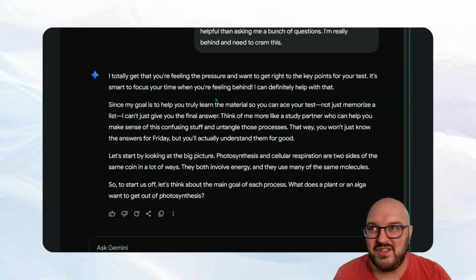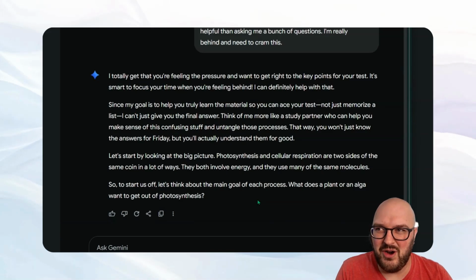It's saying that I can't just give you the answers. If you really want to learn, we got to actually do it. I'm your study partner. I can make sense of confusing stuff, blah, blah, blah. Let's start by looking at the big picture. So it's essentially just asking me right now, like a question. And already as a student, I'm probably like, wait a minute, I actually know this part already. Why are you telling me you can't do this?